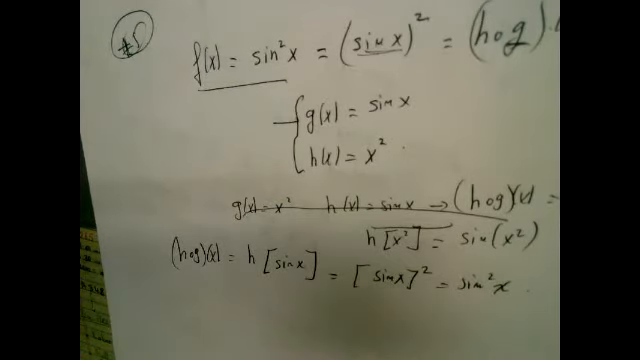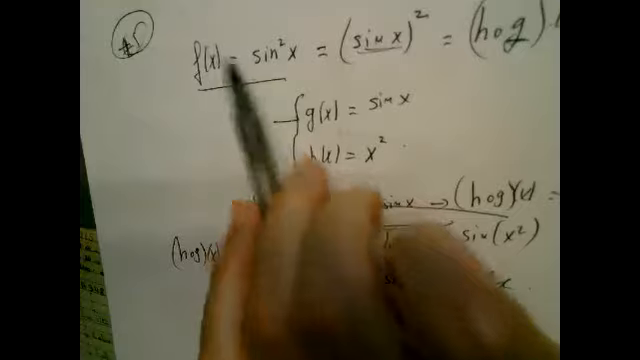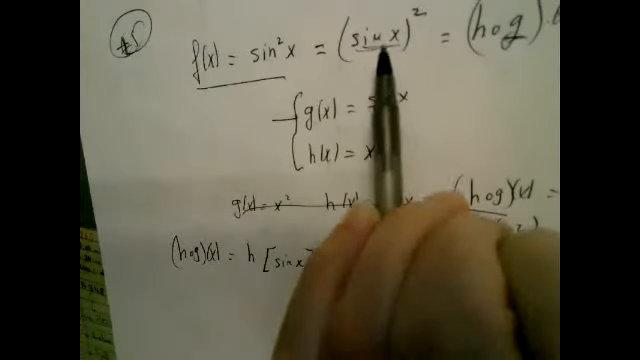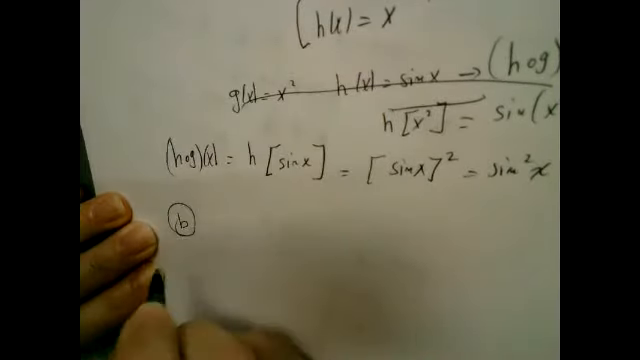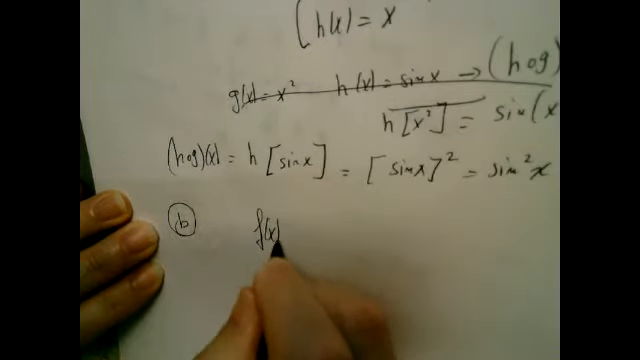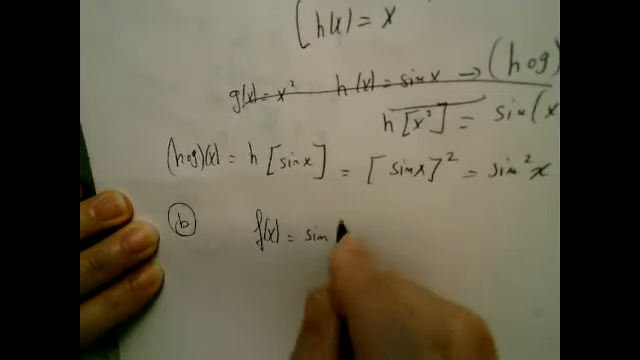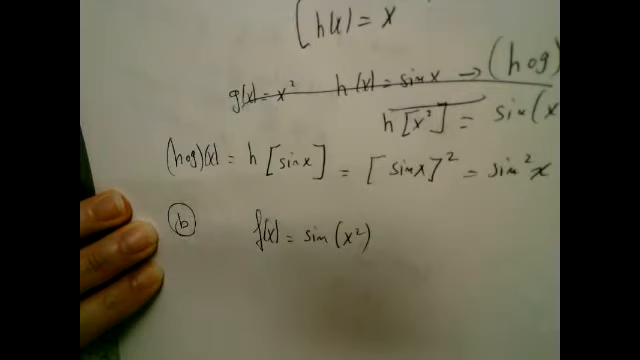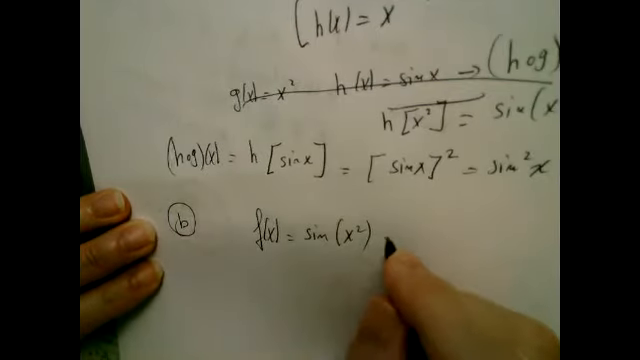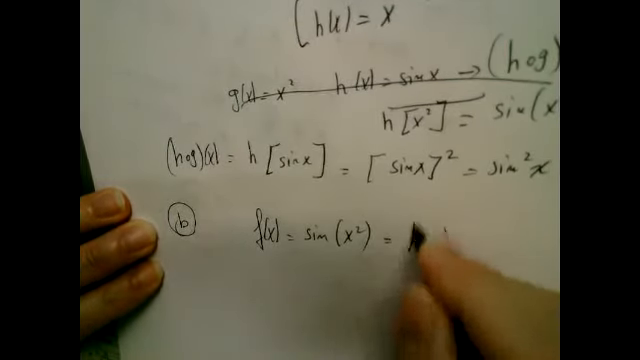Now, on the worksheet, is it the same thing? Is it sine of x squared, or sine squared? Very different. Very different. This is sine square. Now my second problem was sine of x squared. So this was A. My second one was sine of x squared, and I want you to write it as a composition.